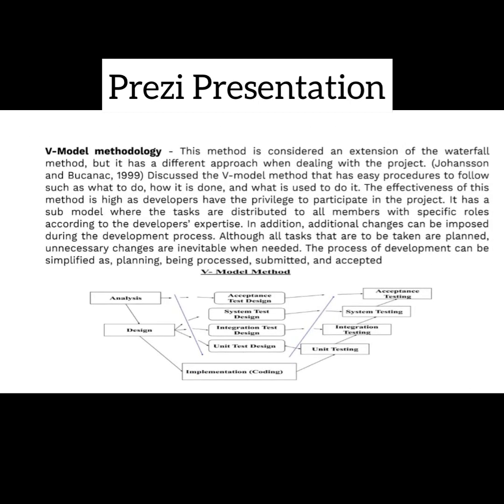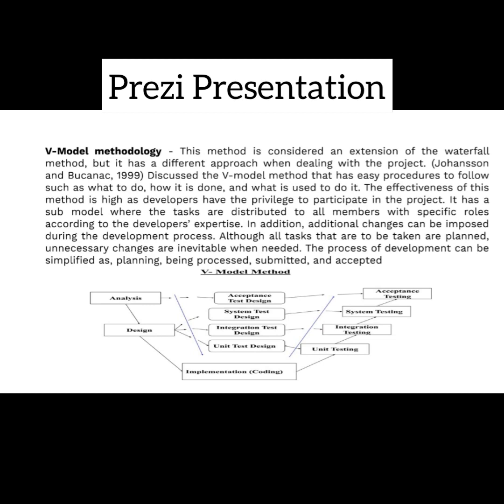Next method, we have the V-model methodology. The V-model methodology is considered an extension of the waterfall method, but it has a different approach when dealing with the project. It has easy procedures to follow, such as what to do, how it is done, and what is used to do it. The effectiveness of this method is high as developers have the privilege to participate in the project. It has a submodel where the tasks are distributed to all members, with specific roles according to the developer's expertise. In addition, additional changes can be imposed during the development process. Although all tasks that are to be taken are planned, unnecessary changes are inevitable when needed.